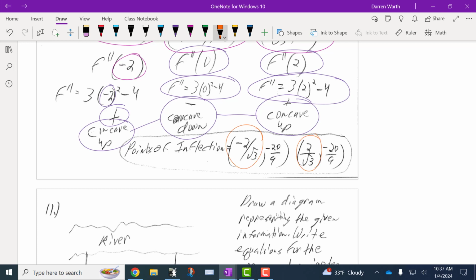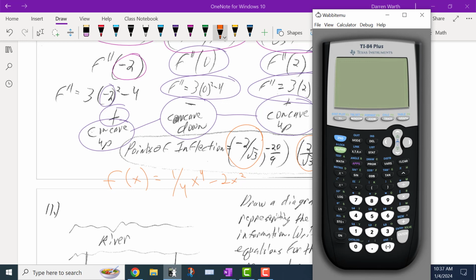Now if you want to find the original points that go along with it, the y values, just remember that our original equation was 1/4 x to the fourth, and then minus 2x squared. So just take your calculators. Let's see if I can type it in correctly this time.